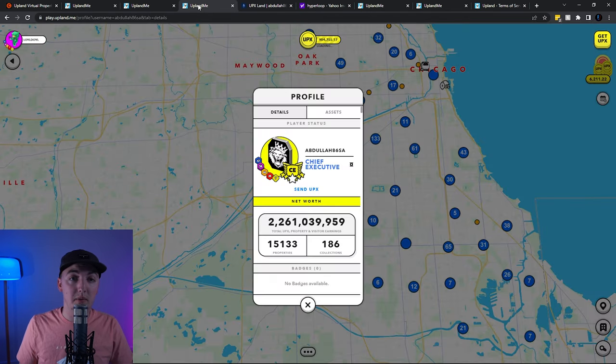Number three about Upland: the current player with the most net worth in Upland is Abdullah86 with 2 billion UPIX net worth. That is insane. In real world money, that's pretty much worth $2,200,000. Abdullah has made the largest investment in Upland, and this investment has paid off significantly for him or her.